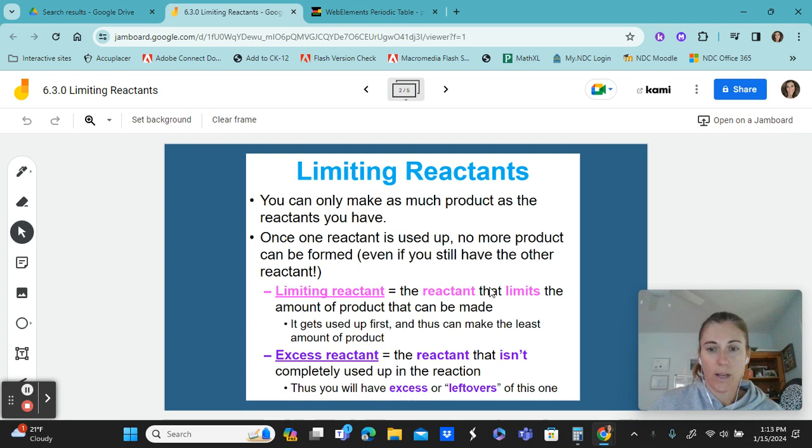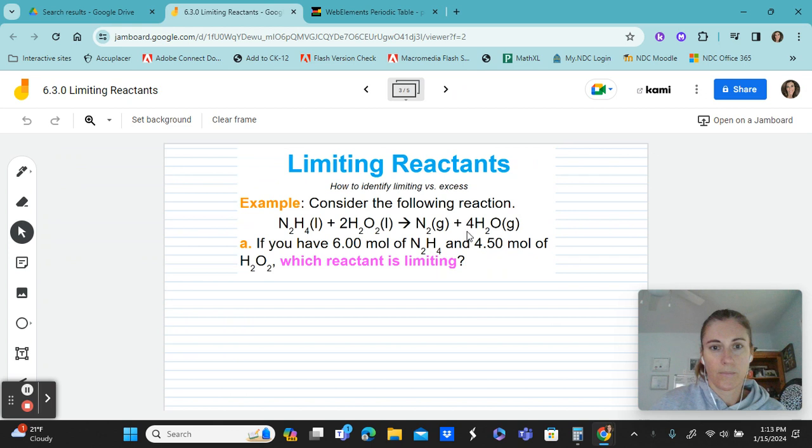So a limiting reactant is a reactant that limits the amount of product that can be made. It gets used up first, and thus it can make the least amount of product. The excess reactant by default would be the other reactant or reactants, and they're the ones that are still left over a little bit. So thus you'll have excess or leftovers of one reactant. We have to figure out which reactant is limiting, and then we can apply that and figure out how much product we can actually make, because that reactant is going to control how much product we create.